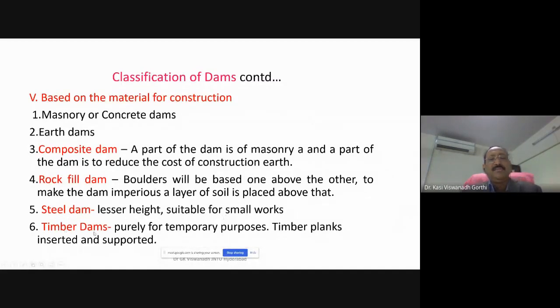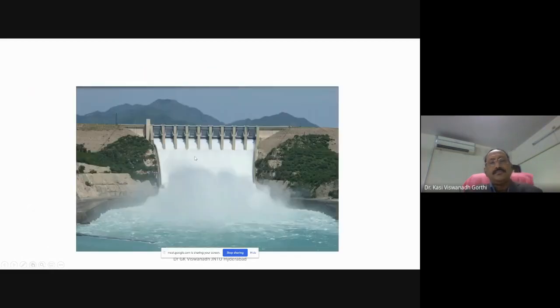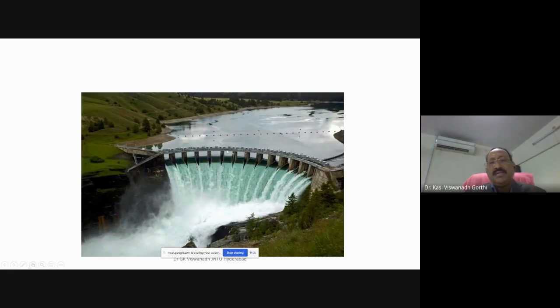Another category is the timber dams, purely for temporary purposes. Timber planks will be inserted one by one, which are kept in the grooves and supported. There could be a sufficient quantity of water leakage also. Because they are temporary, it doesn't matter. So the front view of a dam is shown here. You can see here another type of arch dam provided with no gates. Since there is no gate, up to the spillway crest level, the water will be stored and the remaining water flows to the downstream portion.